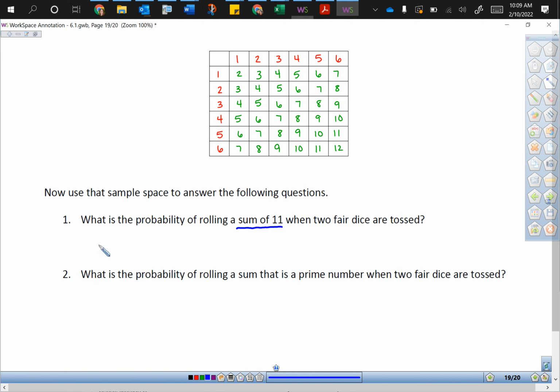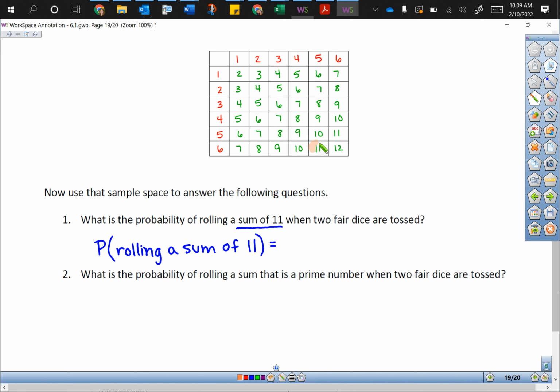So here's how we're going to write that. The probability of rolling a sum of 11 when 2 fair dice are tossed. So if you look up at your sample space here, how many sums of 11 do we have? We have 2. So what are our possibilities, which are 2, out of the total outcomes, which are 36, which is 1 out of 18. Okay? What do we think? Likely or unlikely? Unlikely. Very good.